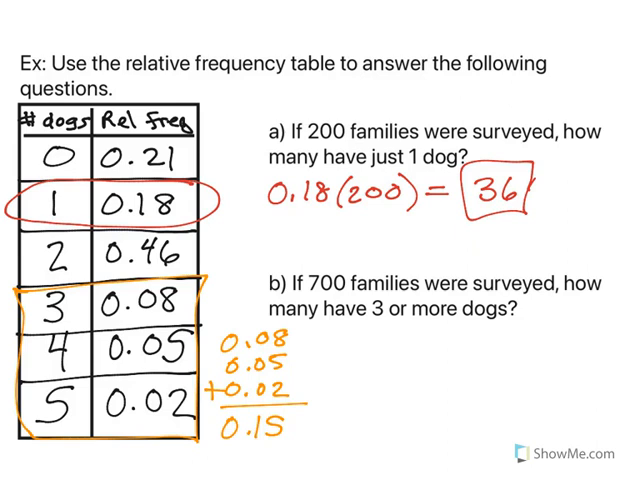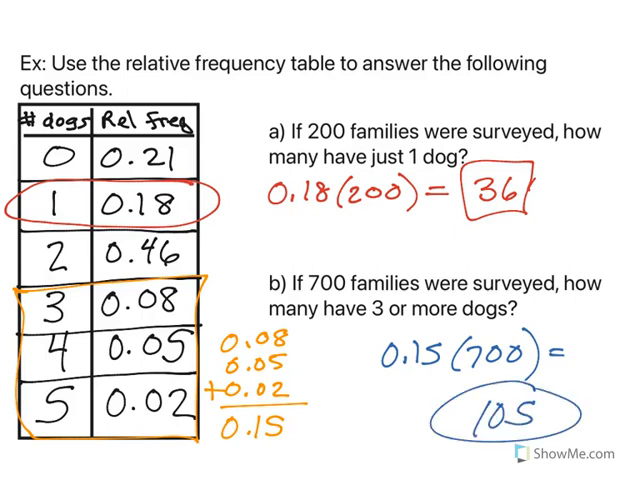So then we do the same thing. I take my 0.15, I multiply by the 700 families, and we end up with 105. So 105 families would have either 3, 4, or 5 dogs based on this relative frequency table. So that is how we construct and understand relative frequency tables.